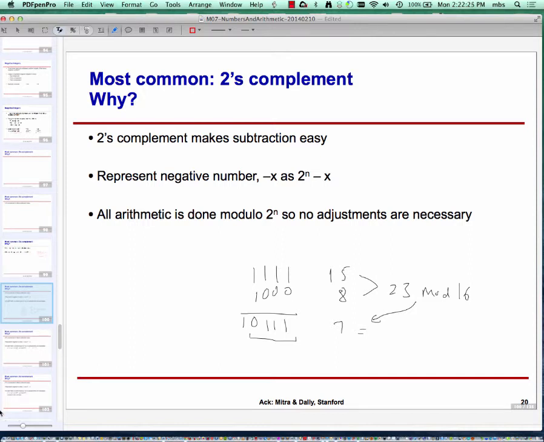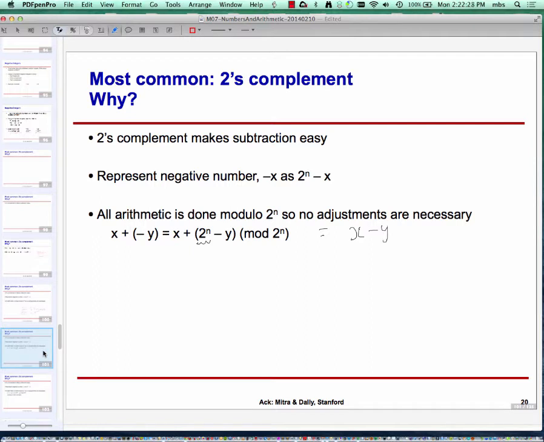Now, the reason it helps us out is the following. If you agree that an n-bit adder adds positive numbers in a modulo 2 to the power n fashion, then if I have a number x and a negative number whose magnitude is y, then as we agreed, 2's complement is defined such that minus y is represented by the number 2 to the power n minus y. If I add x plus 2 to the power n minus y and feed it to an n-bit adder, modulo 2 to the power n, I'm going to be left with x minus y, because the 2 to the power n, because of our modulo property, will disappear.